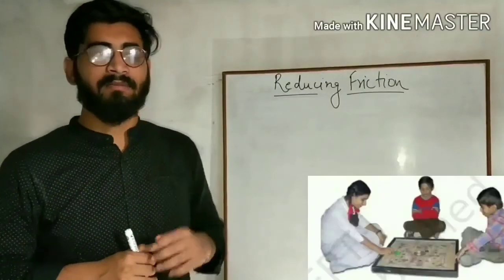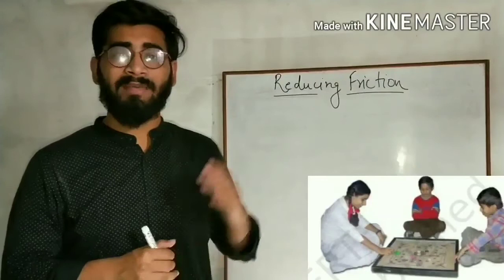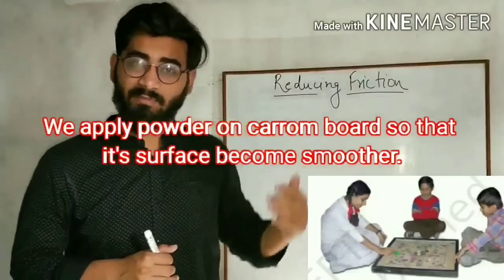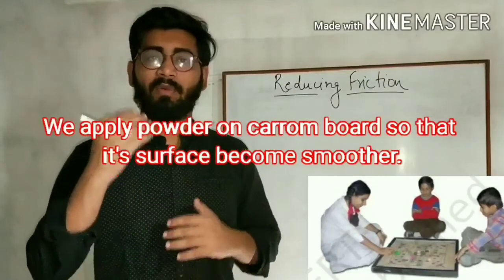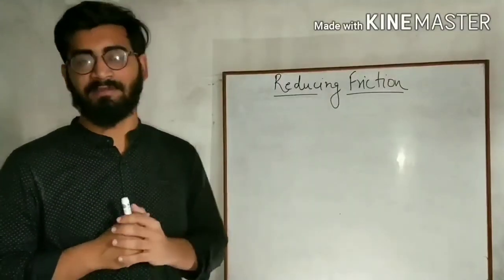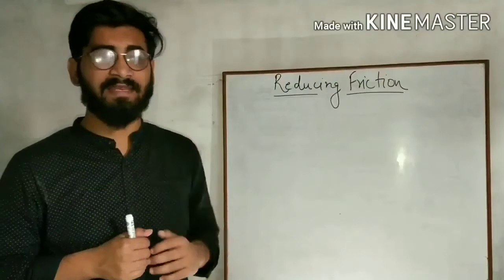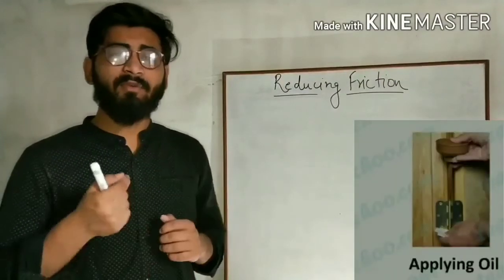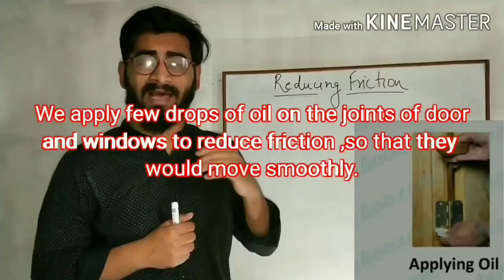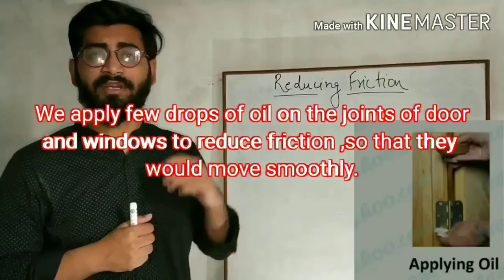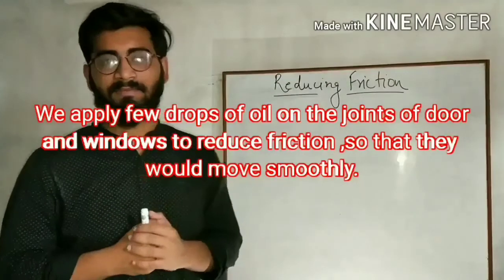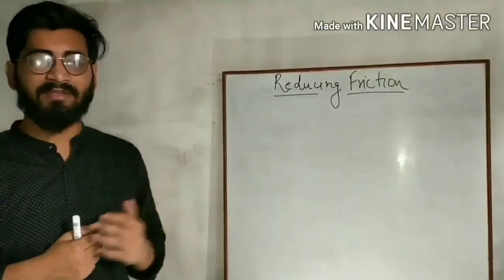For example, we apply powder on the carom board. Why do we apply powder on the carom board? Because the surface of the carom board becomes smooth and the movement of the coins is smoother and quicker. So in this case, we reduce the friction. You might have seen in our homes, we apply a few drops of oil on the joints of doors and windows. Why do we apply it? We apply it to reduce the friction so that the movement of the doors and windows is smooth. So in this case also, we reduce the friction.